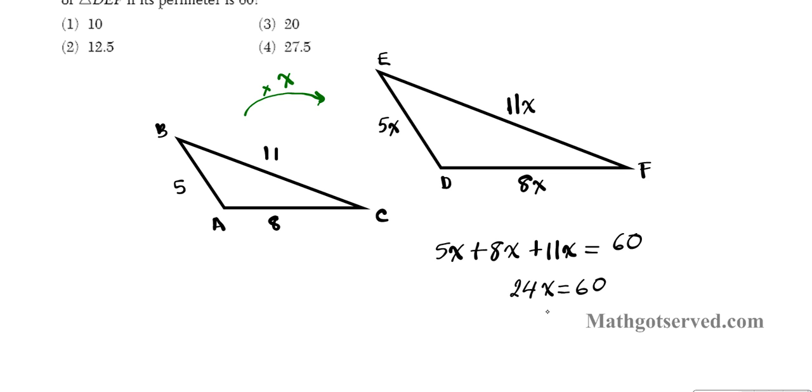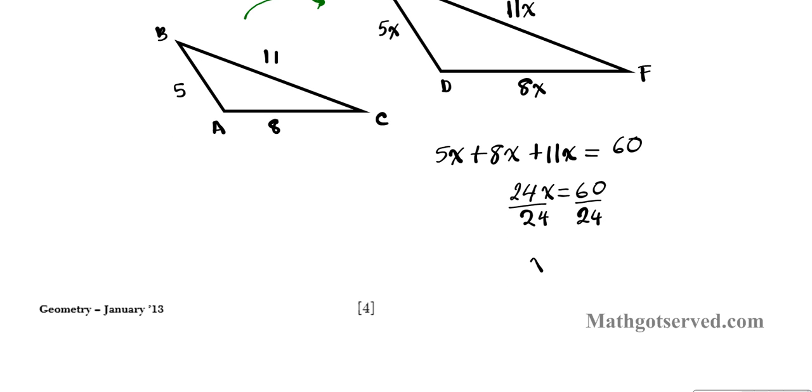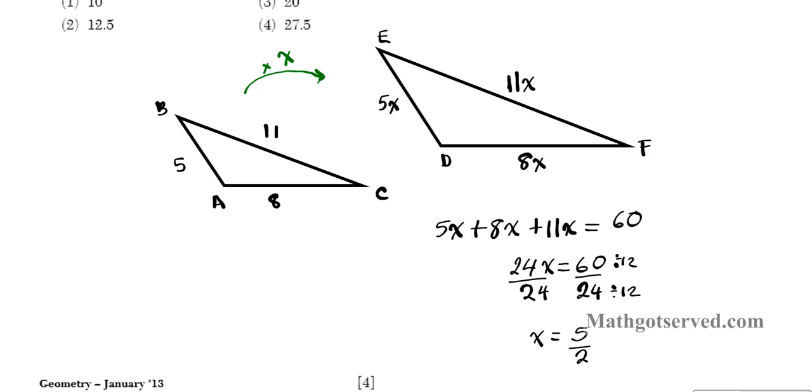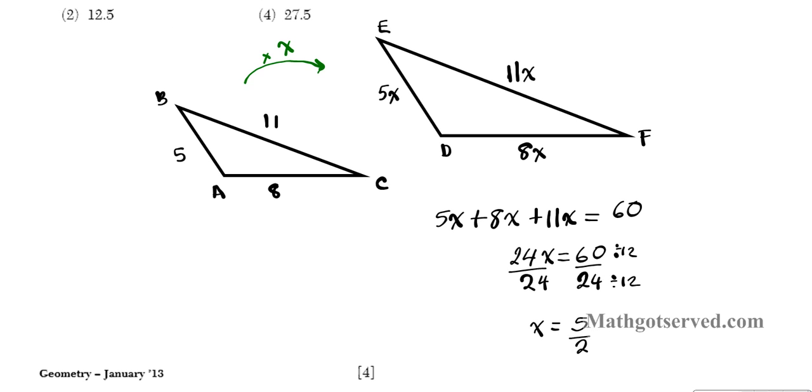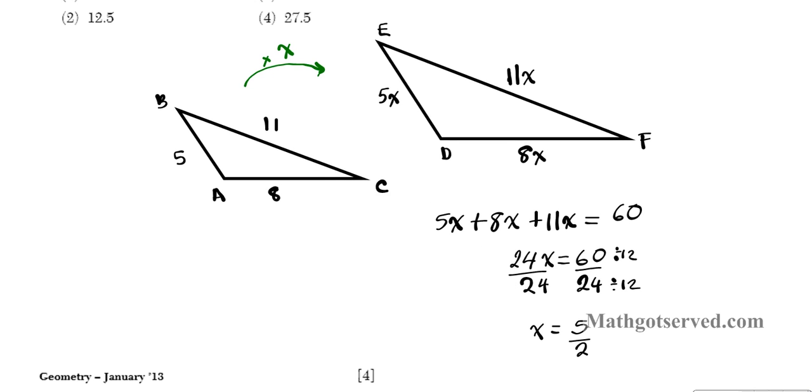Now to get x by itself, divide both sides by 24. And then we have x equals, to reduce this, 12 goes into both. So divide top and bottom by 12. 60 divided by 12 is 5, and then 24 divided by 12 is 2. So x is 5 over 2. Okay? All right, so the question was, what is the length of the shortest side?